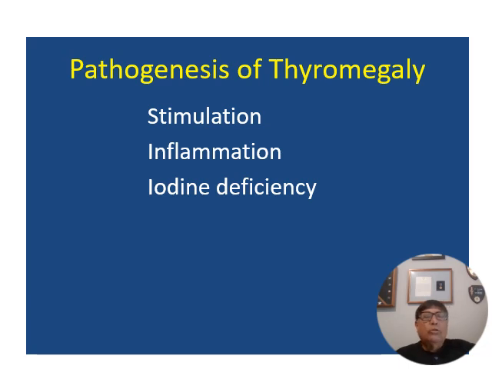So when you talk about goiter or thyromegaly, it could be because of stimulation. That is, it is stimulated either by excessive TSH, thyroid stimulating hormone, or by an antibody stimulating the thyroid gland, or it could be inflammatory. It could be subacute thyroiditis, or bacterial thyroiditis, which is extremely rare. And does this patient live in an iodine deficiency area like the Himalayas or Andes, where the soils are poor in iodine?